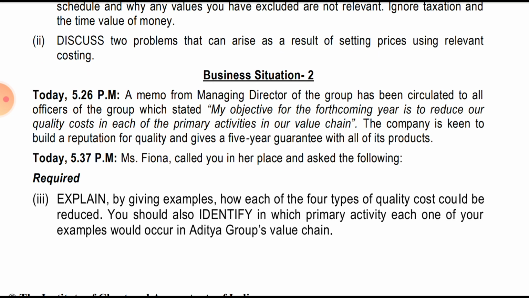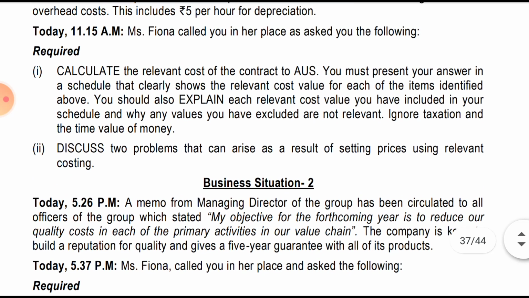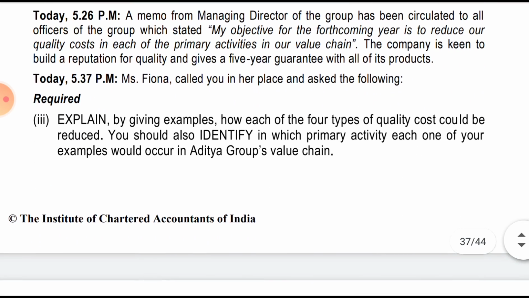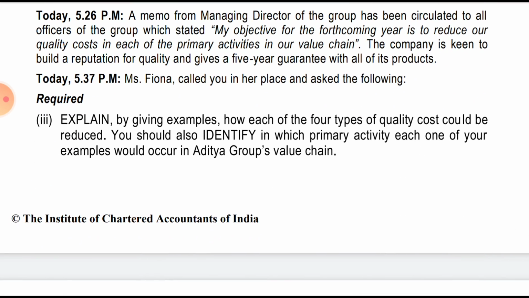At 5:37 p.m. Mrs. Fiona called you in her place and asked the following. So the required part. In the earlier case there were two required parts, and this is the third required part. Explain by giving examples how each of the 4 types of quality cost would be reduced. So what are the quality costs? Basically prevention cost, appraisal cost, internal failure cost and external failure cost.